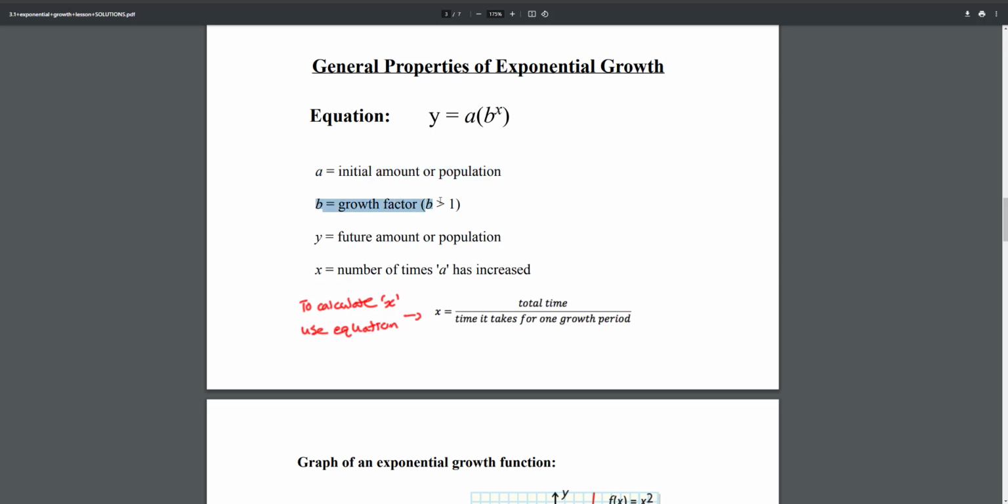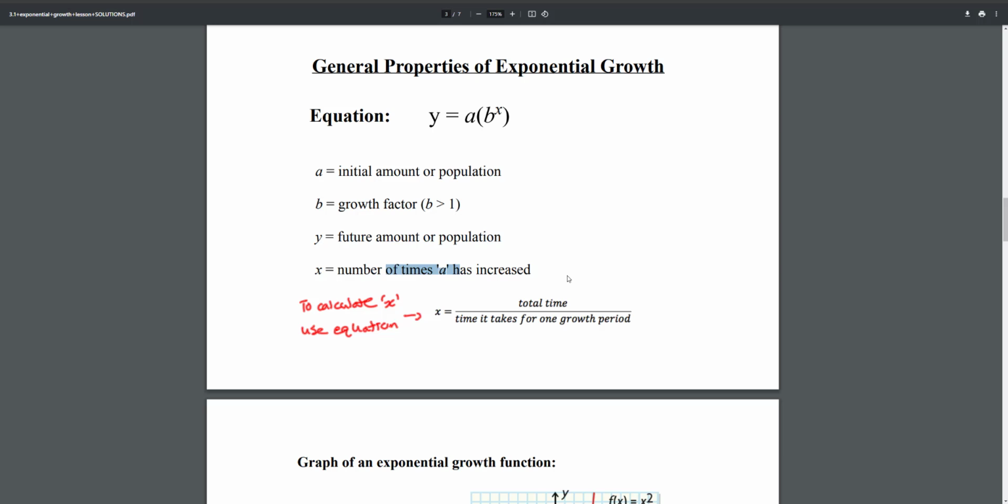Your b is your growth factor. This is important. This is by how much the exponential relation grows. Y is your future amount or population, and x is the exponent, and that's the number of times a has increased.